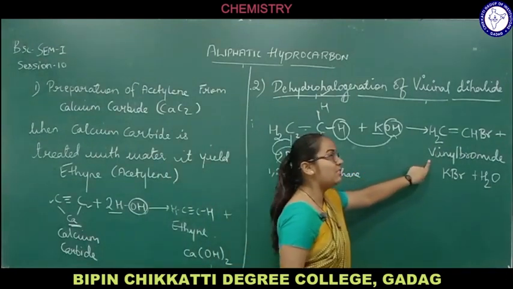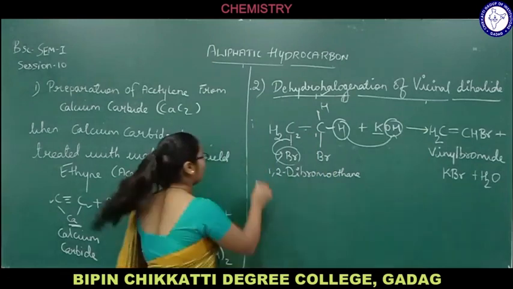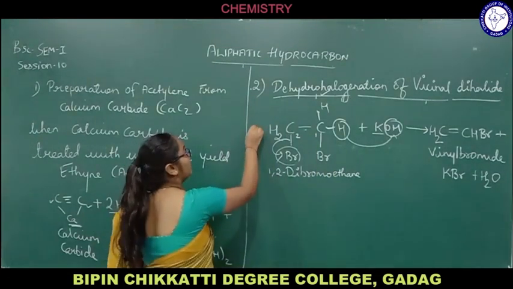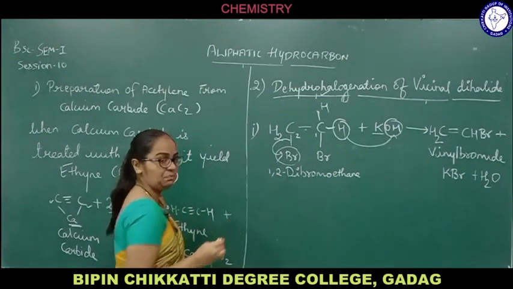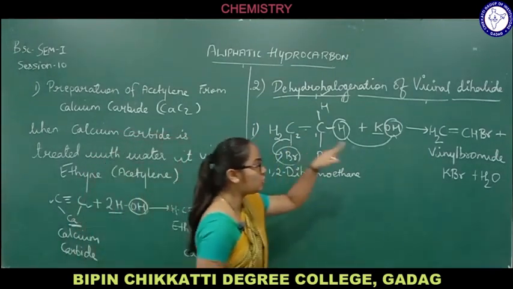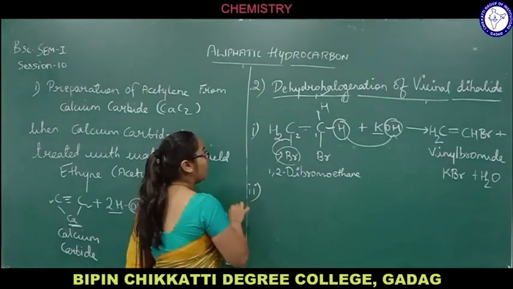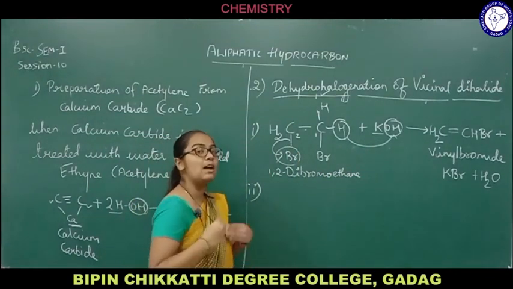This vinyl bromide which has been formed over here is the main product. It will carry on further for the next step. Now children, this is a two-step reaction. Totally it is a two-step reaction. In the first step, it will lead to the formation of vinyl bromide. This vinyl bromide will undergo further reaction with the soda amide.